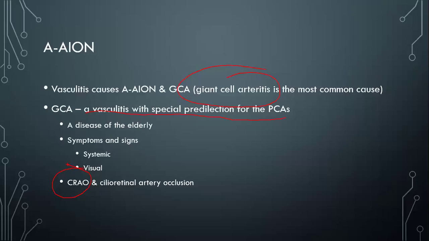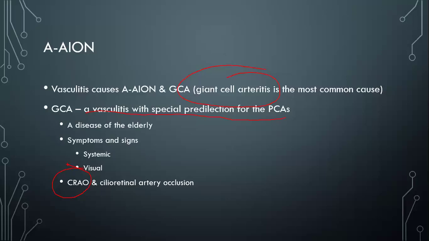It can be part of the common trunk with the PCA. So if you see that you've knocked off the central retinal artery, you have to think about giant cell arteritis as the etiology, and at least work it up or rule it out. And then the cilio-retinal artery is another thing that you can think about.